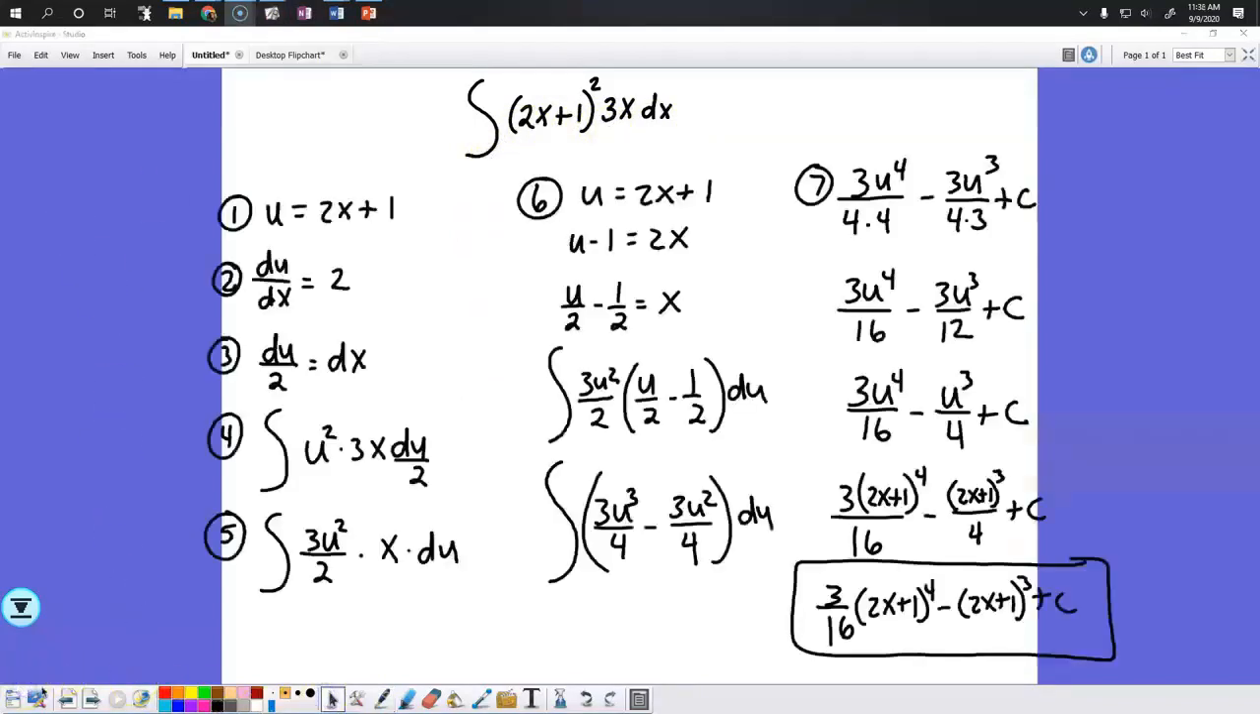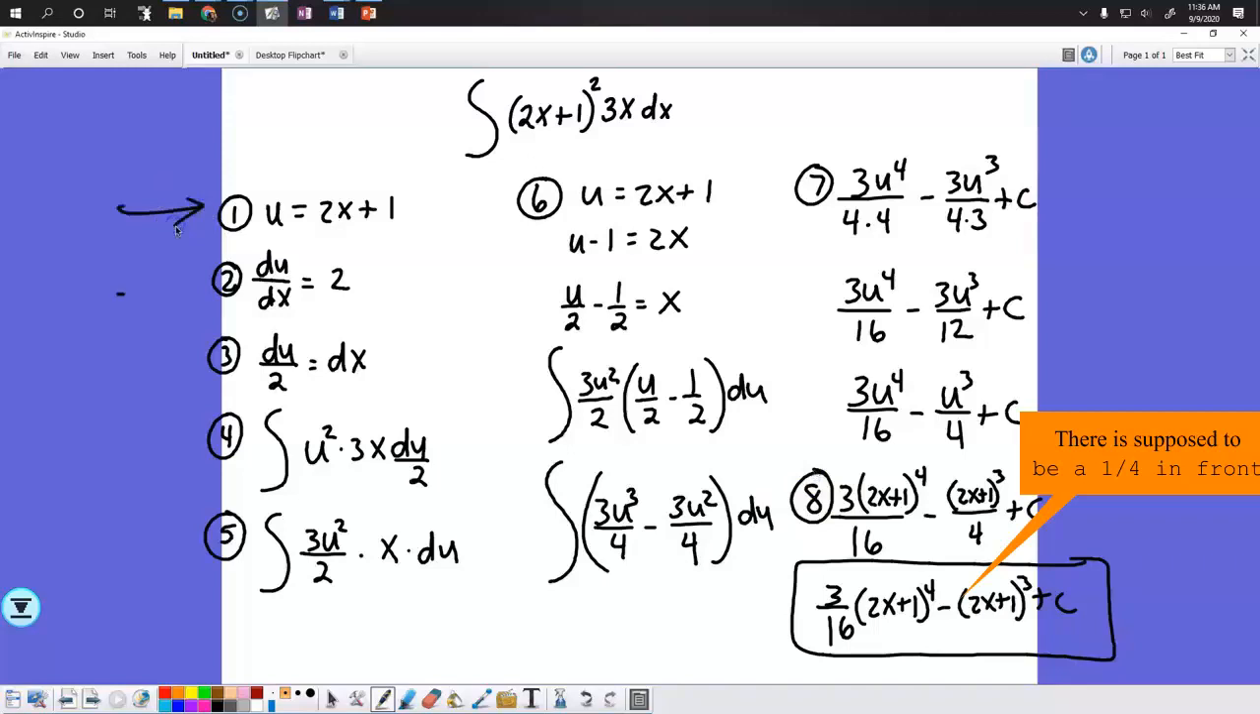All right, guys, so there is your results there, steps 1 through 8. So u equals 2x plus 1. The derivative of u with respect to x is 2. Solving for dx, we get du over 2. U substitution gives me what we have there in step 4, rearranging it so that everything that is not the x or du is moved to the front as a fraction.